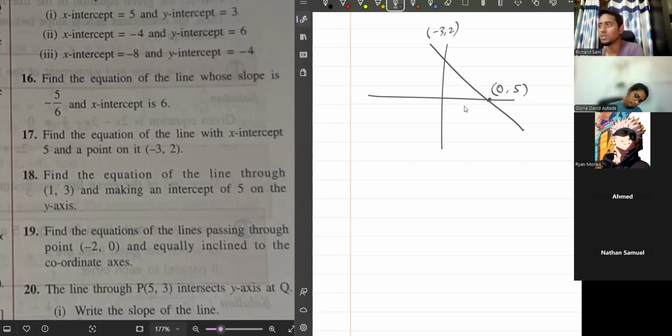Since we have 2 points, you will use the 2-point formula. First step is to find the slope. Second step is to use the formula y minus y1 is equal to m into x minus x1. Do it.